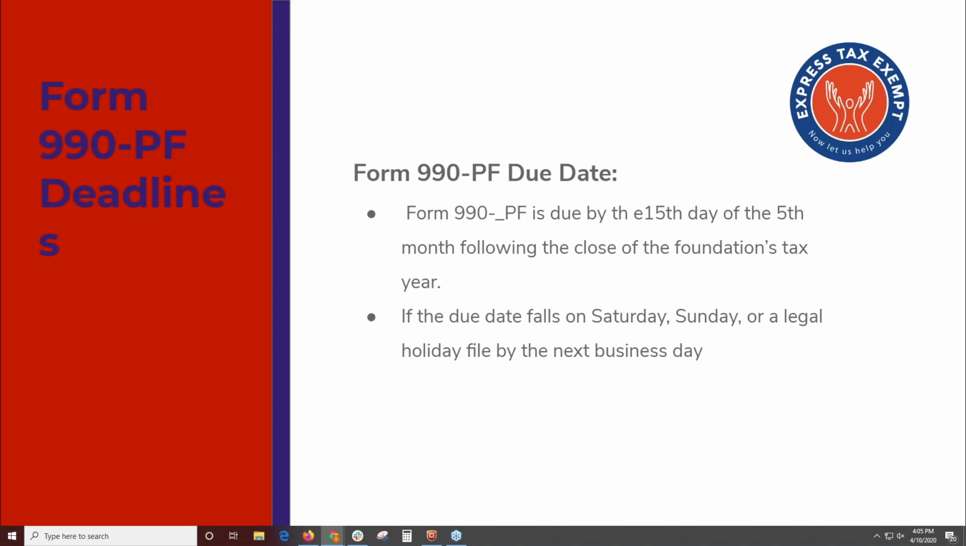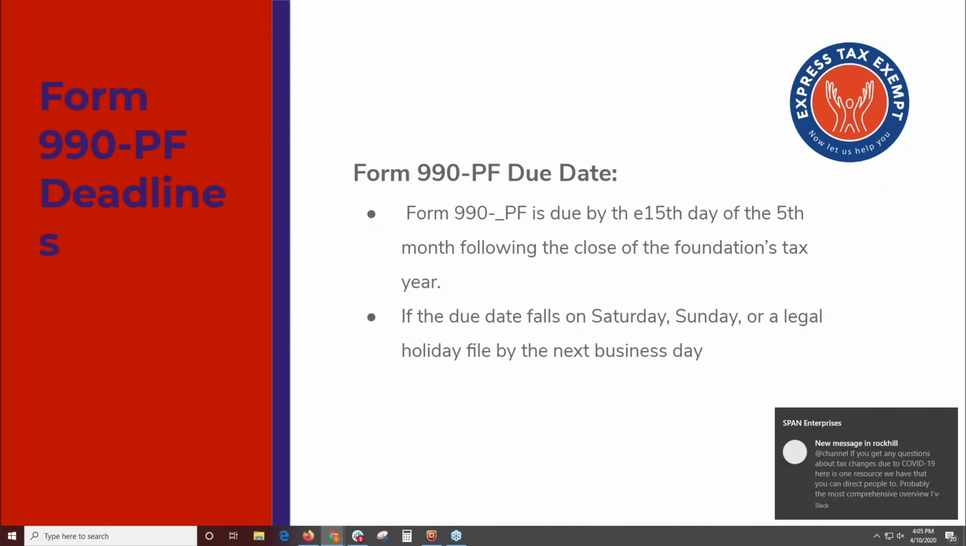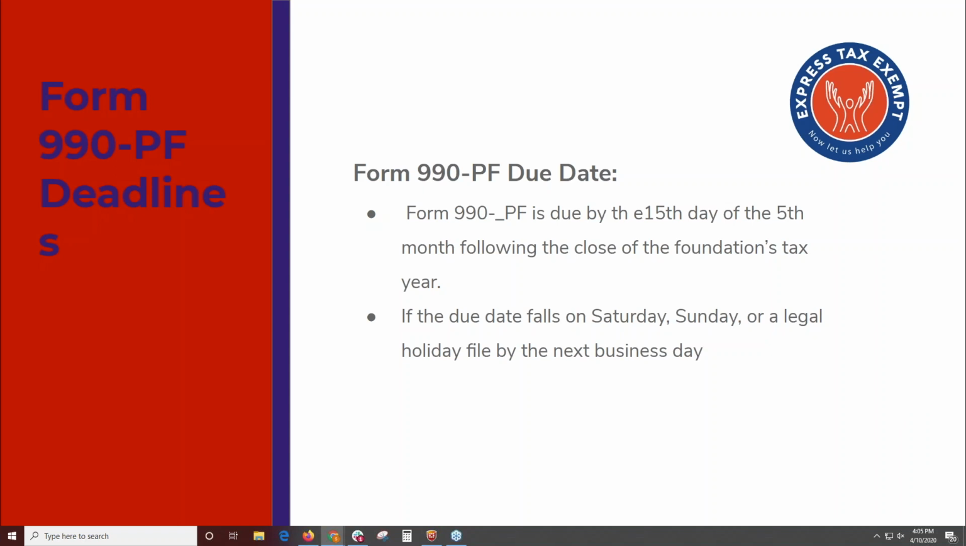Now we'll move on to what the 990-PF deadline is. So the 990-PF is due on the 15th day of the 5th month following the close of the foundation's tax year. If the due date falls on a Saturday or a Sunday or a legal holiday, it moves to the next business day. So for 2020, August 15th is on a Saturday, so that due date would be moved to the 17th.